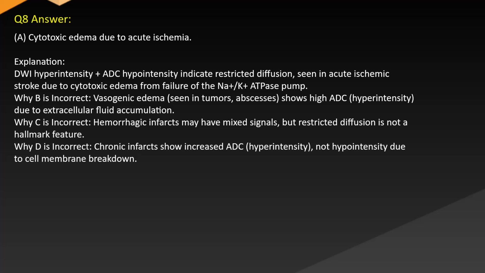Vasogenic edema seen in tumors and abscesses shows high ADC hyperintensity due to extracellular fluid accumulation. C is incorrect. Hemorrhagic infarcts may have mixed signals, but restricted diffusion is not a hallmark feature. D is incorrect. Chronic infarcts show increased ADC hyperintensity, not hypointensity, due to cell membrane breakdown.